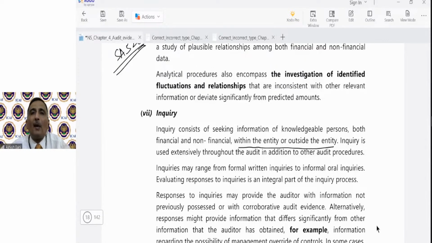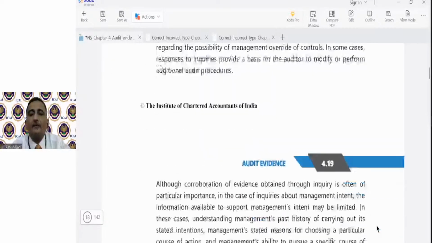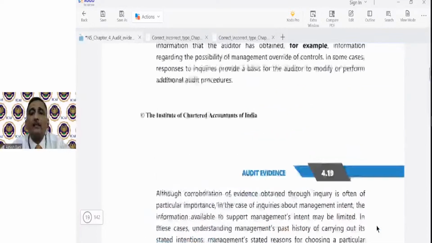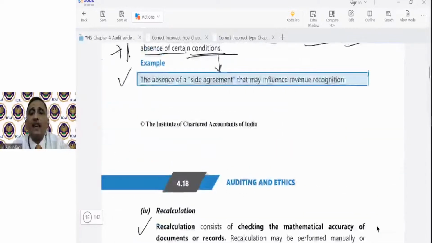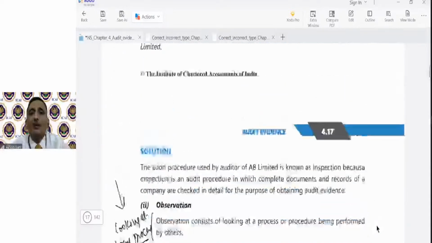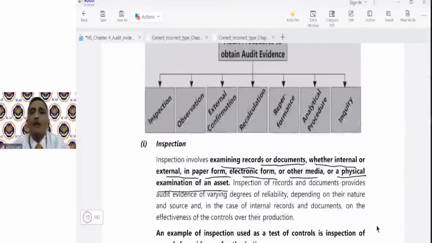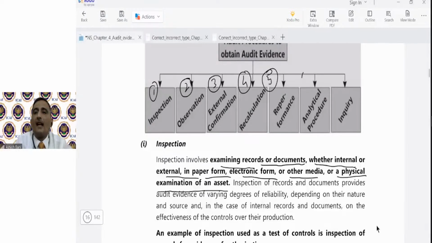That is also part of the inquiry process. So clear, guys? All the procedures are clear to you. Again, see their name, guys. So you have to keep in your mind this chart and remember the names and meaning of all these procedures. So: inspection, observation, external confirmation, recalculation, reperformance, analytical procedure and inquiry.